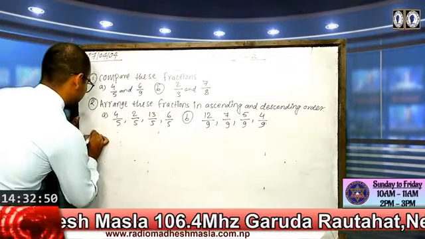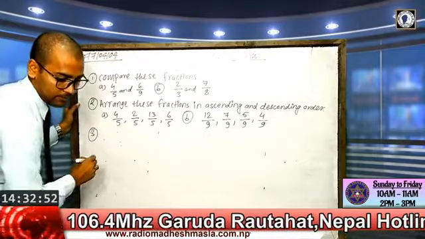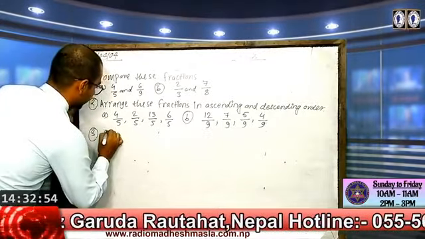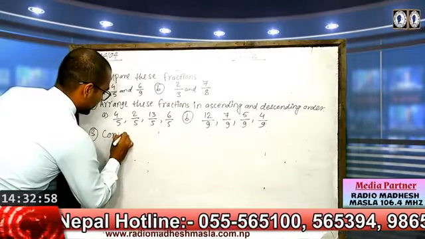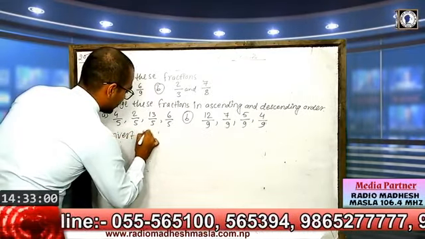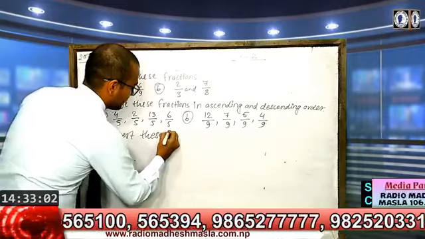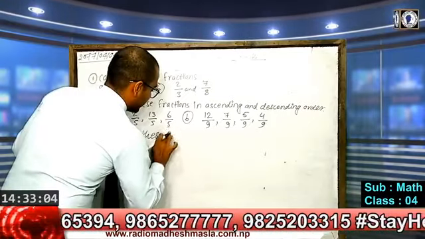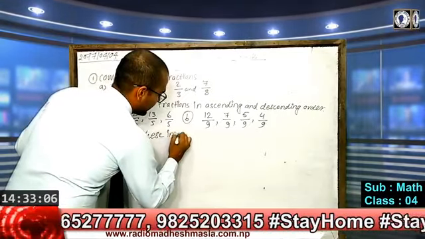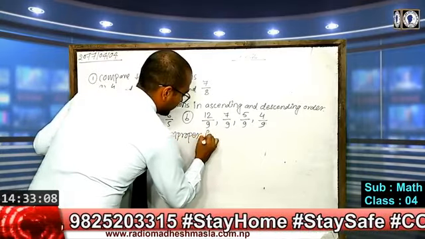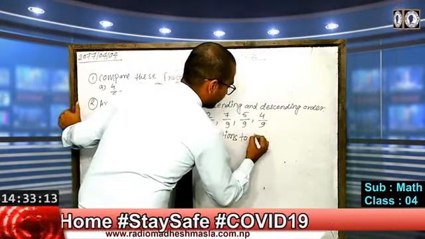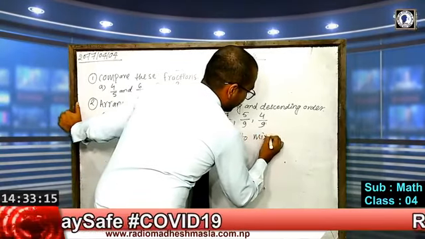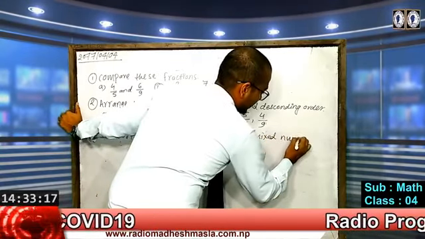Then after, in third number question, you have to convert these improper fractions to mixed numbers.